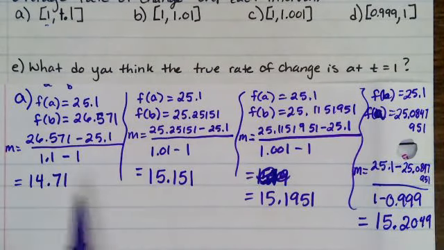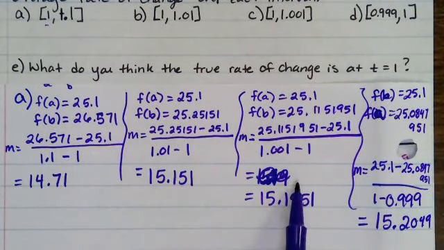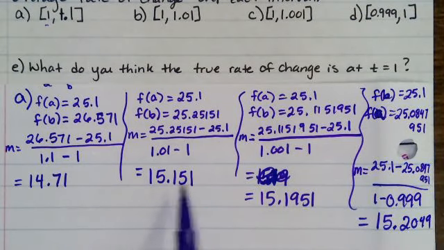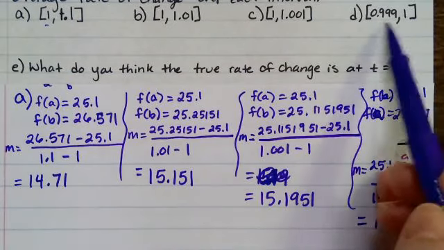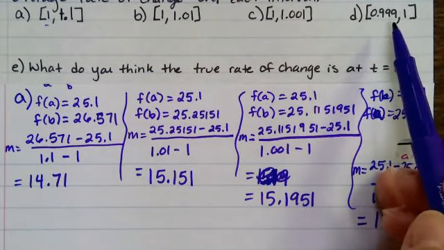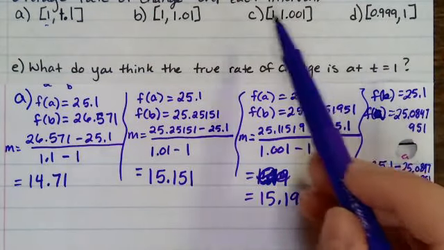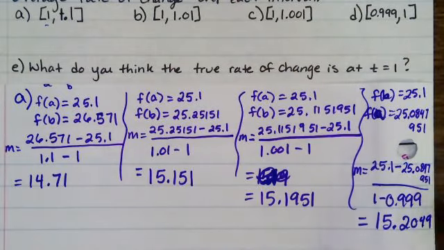What we can look at is as the interval got smaller, this number got a teeny tiny little bit bigger, but it was not getting more than 15.2. Now, when I looked at it from the other side, when 1 was my B instead of my A, I got 15.2049. So it was a little bit high.